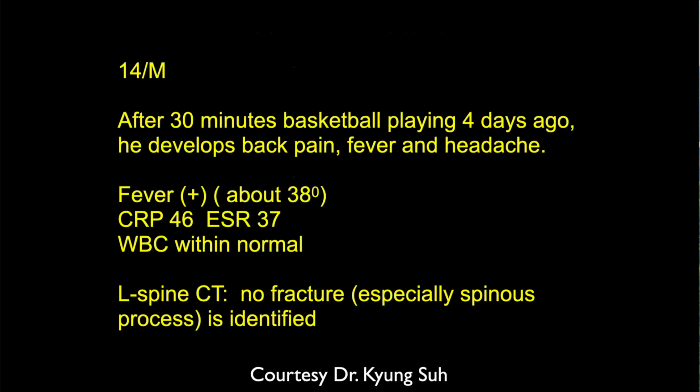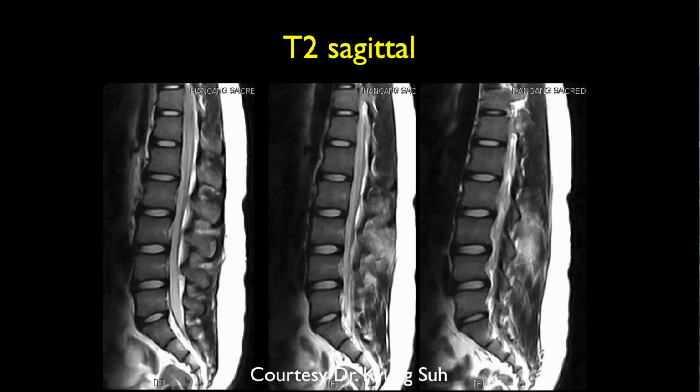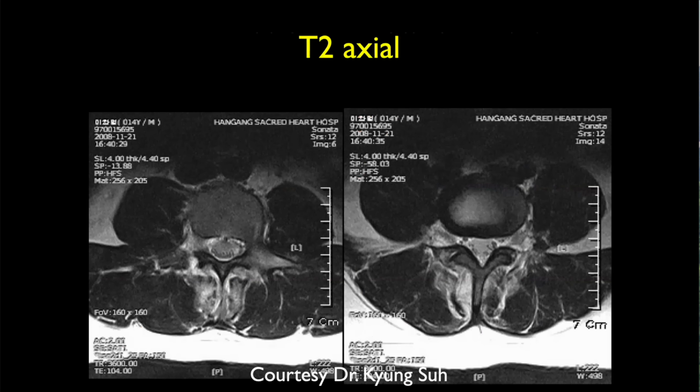Okay, Dan? 14-year-old man, after 30 minutes playing basketball 4 days ago, develops back pain, fever, and headache. Elevated CRP, ESR, mildly elevated temperature. L-spine, no fracture. Especially the spinous process is identified. All right, let's see what that looks like. Oh, so there's a lot of increased signal in the posterior element soft tissues, spinous process area.